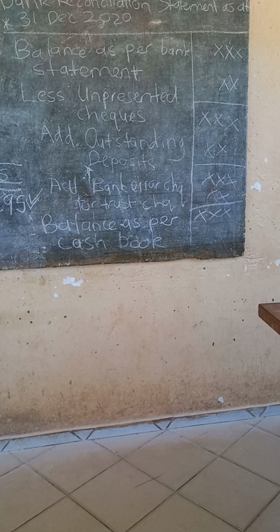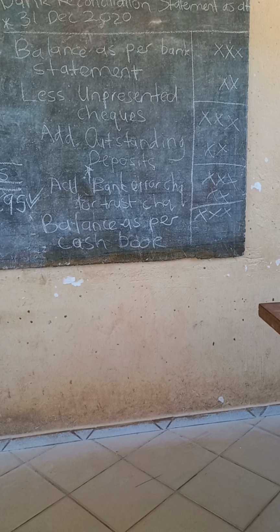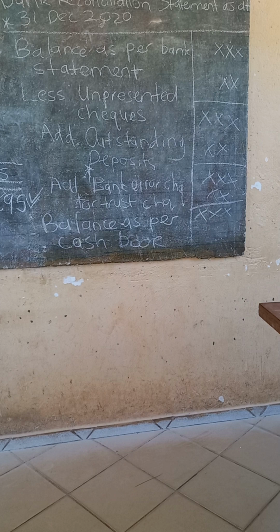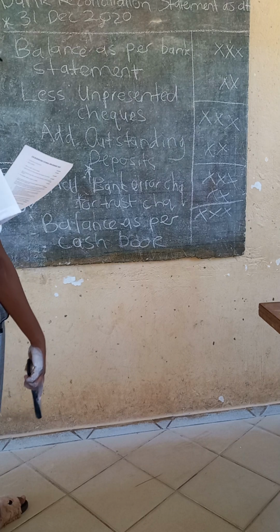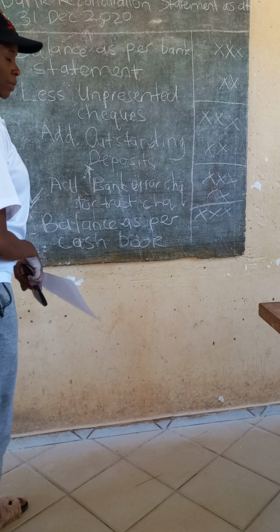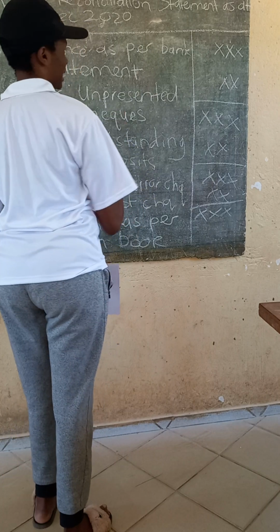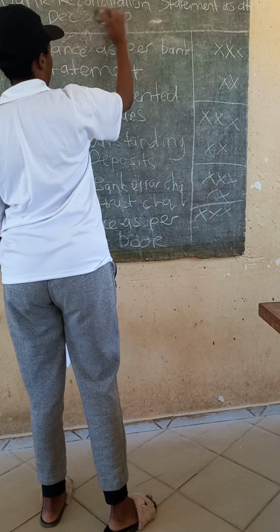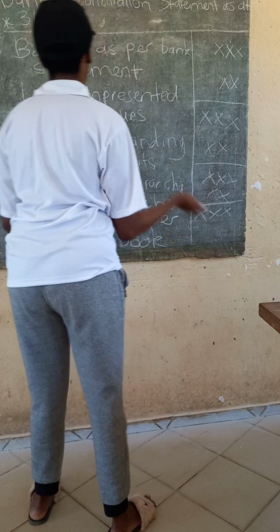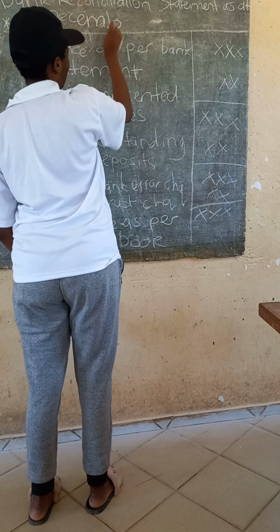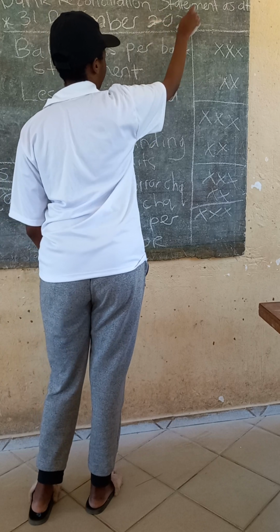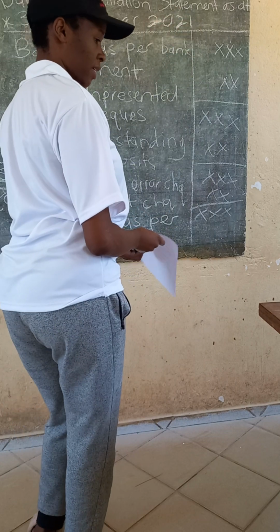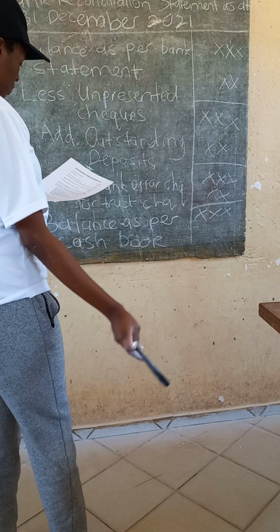So moving on to the bank reconciliation statement. The question reads, you're required to adjust the cash book, which we have done, and then to prepare the bank reconciliation statement as of 31 December. So you have to write in full, guys. Put the bank reconciliation statement as at 31 December 2021. Because why I'm saying December 31 is because the question says so.